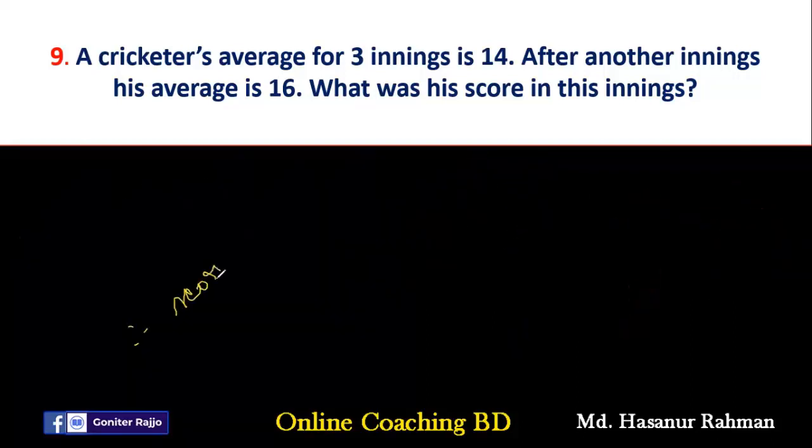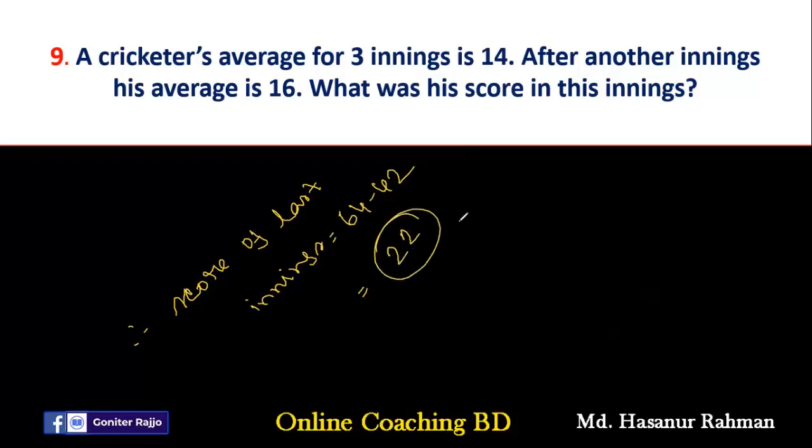Score of last innings is 64 minus 42. We have to subtract right now. 4 minus 2, that will be 2. 6 minus 4, that will be 2. So 22 runs. So he scored 22 runs in his last innings.